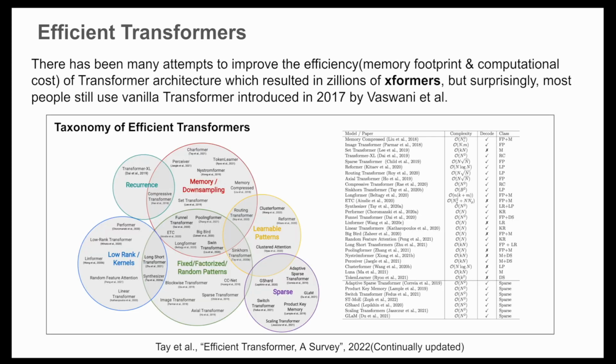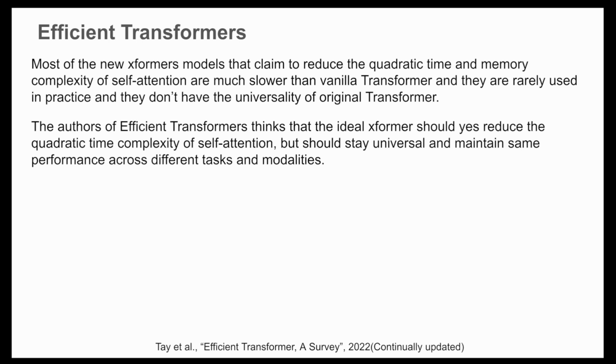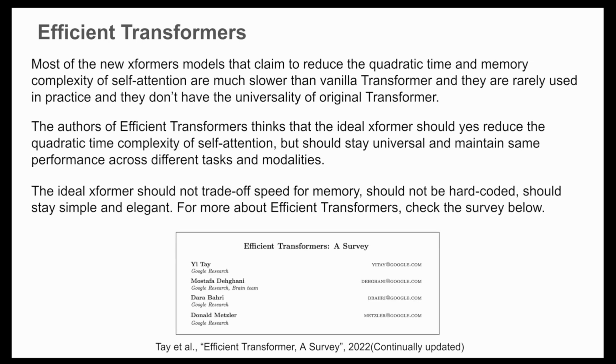Most of these new X-formers are very, very hard-coded, and I think that's why they are not universal. A really ideal X-former should be simple and elegant. So the vanilla transformer is really simple and elegant. It's this attention mechanism, and we saw that attention is just two matrix multiplications. It's a dot product of query and keys applied to softmax and then multiplied to values, and you are done.